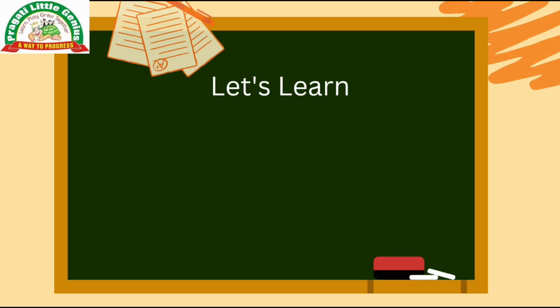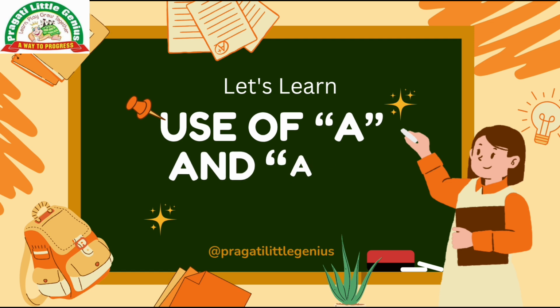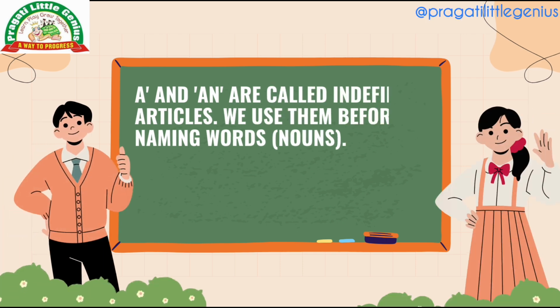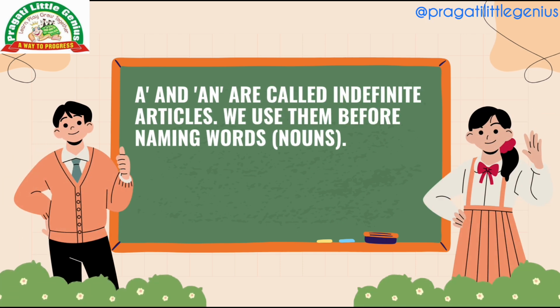We're back with a fun new English topic that will help you speak smarter and clearer. Let's learn how to use a and an in English. A and an are called indefinite articles. We use them before naming words, also known as nouns.